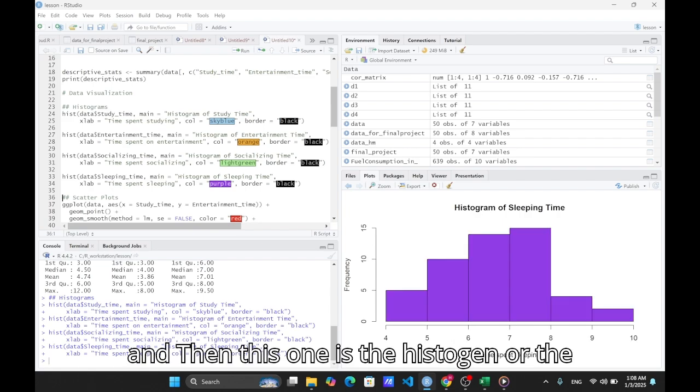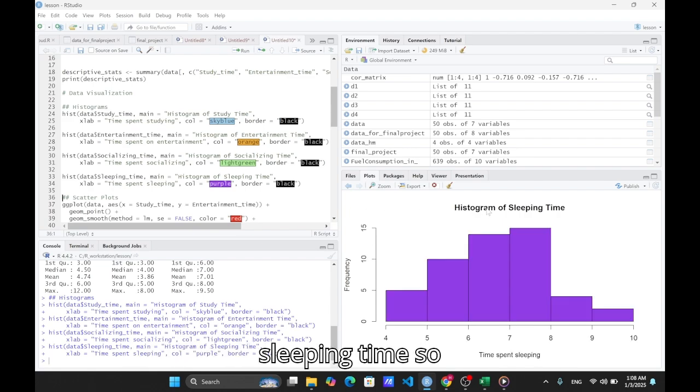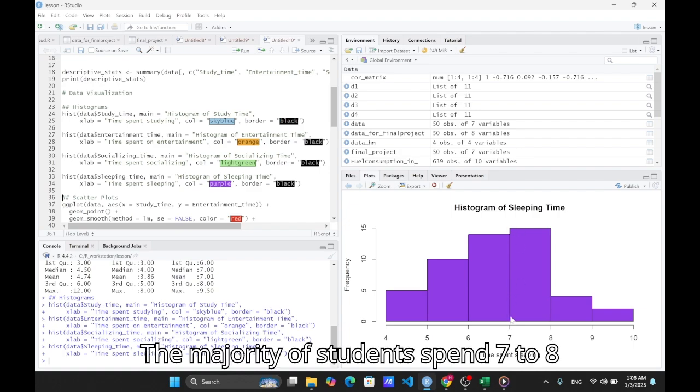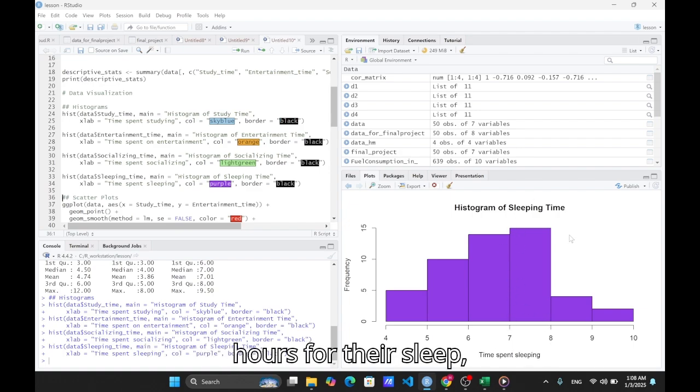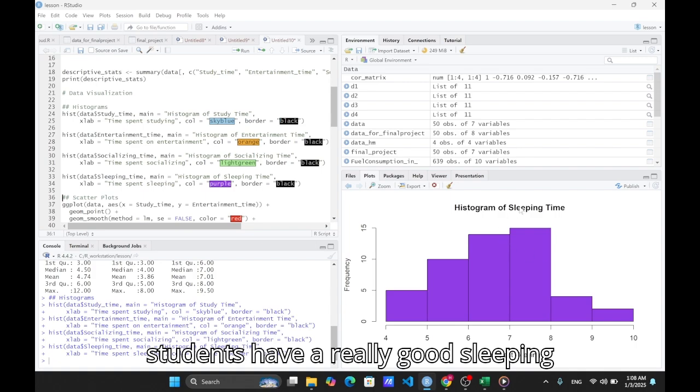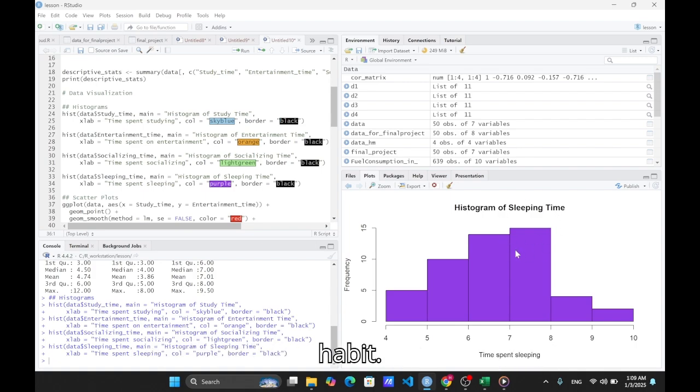And then this one is the histogram of the sleeping time. From the graph, we can see the majority of students spend 7 to 8 hours sleeping. So you can say that most of the students have a really good sleeping habit.